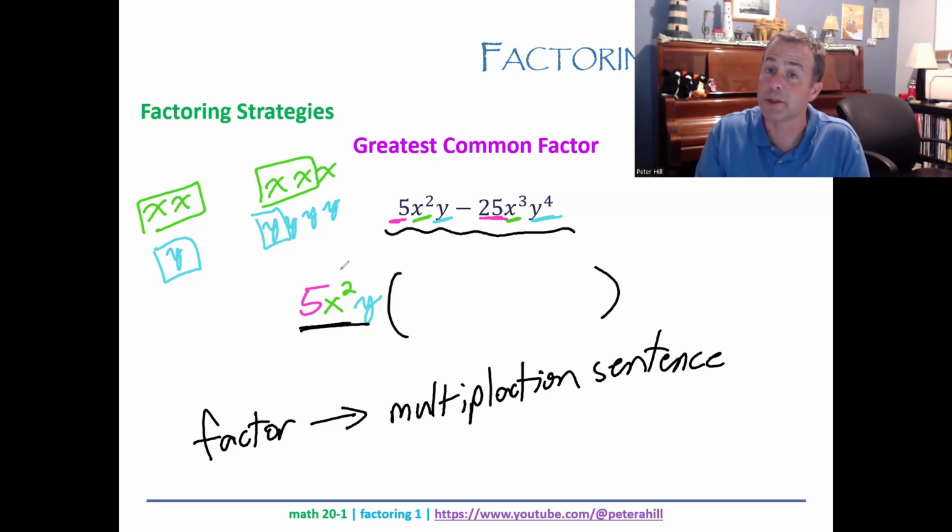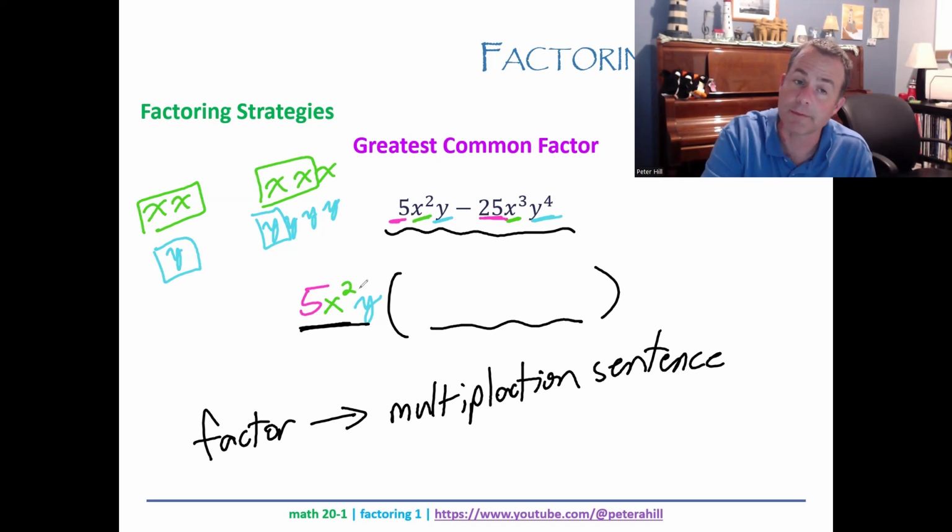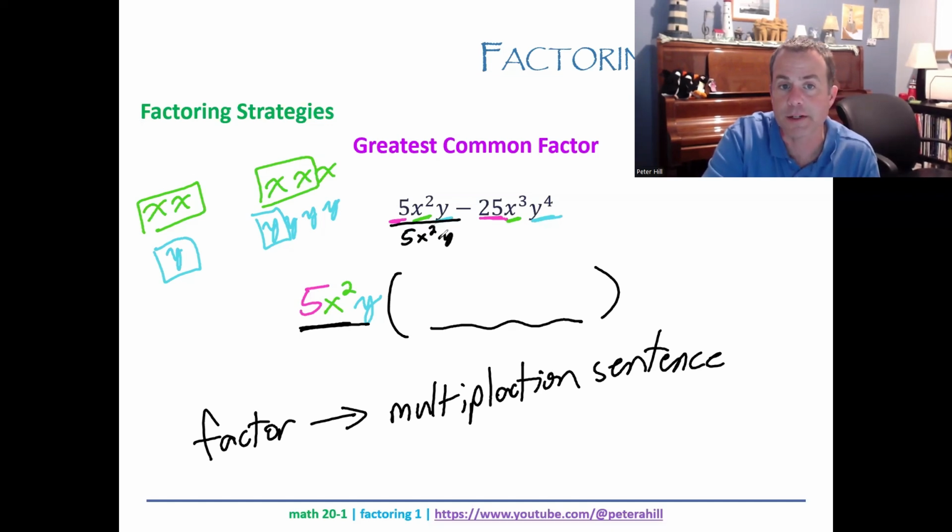It means we've created a multiplication sentence. We're going to multiply 5x squared y by whatever's in here. Now, in order for that to work right, what goes in here has to multiply by 5x squared y and get the original question. Otherwise, we're changing the value of the question. Okay, so when we're trying to figure that out, essentially, we just divide each of our terms by the factor that we're pulling out, like that.